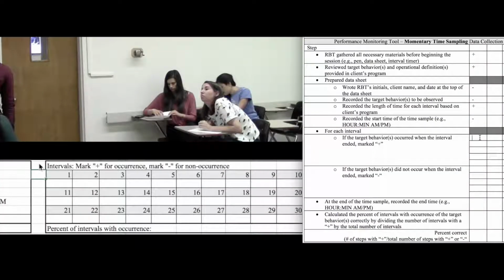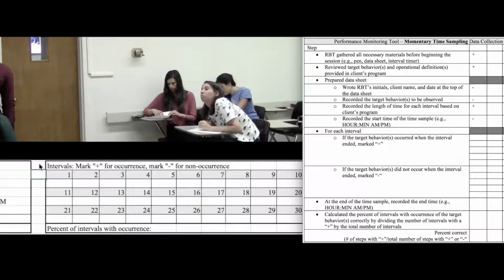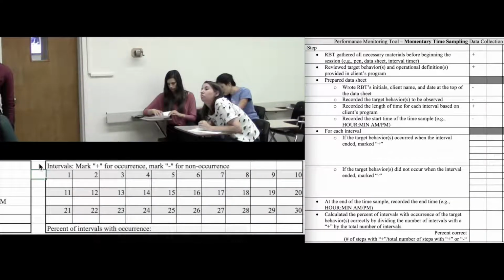As we continue watching the video to see how Lance collects data using momentary time sampling, remember that we're looking to see whether our client is attending, meaning she's sitting facing forward and looking at the chalkboard at the end of each 10-second interval. If she is attending when the timer goes off, she should get a plus. If she is not attending when the timer goes off, she should get a minus. So let's watch the first interval to see how Lance, our RBT, does with data collection.